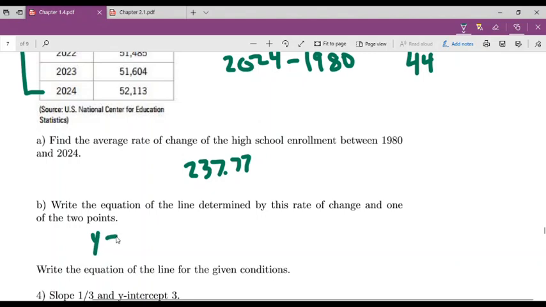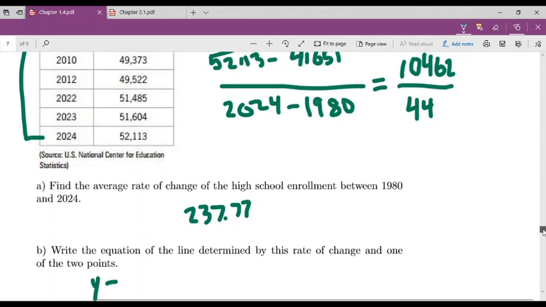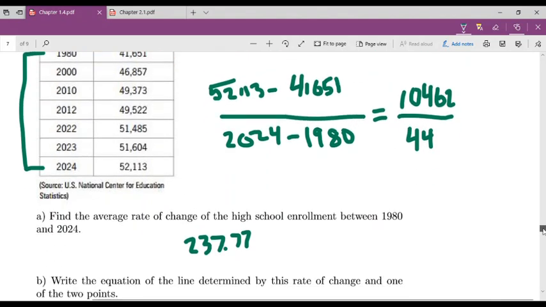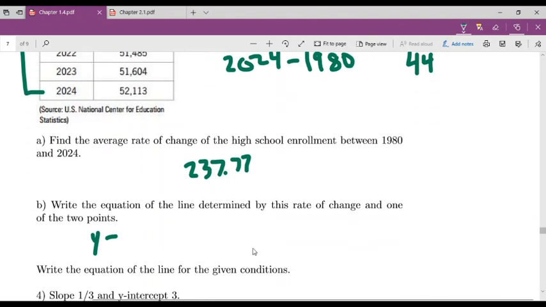I'm going to say y minus, let's do 1980. Y minus 19, nope, sorry. Got ahead of myself there, didn't I? Making sure you're paying attention. I hope you're like, I don't know why he's writing 1980 there. He should be writing the y value there for 1980, which was 41,651. Keep you on your toes, even when I'm online. How about that? Okay, then you're going to write your slope.